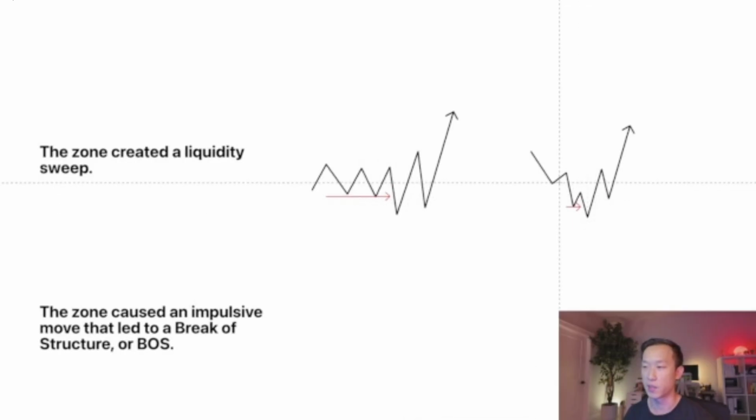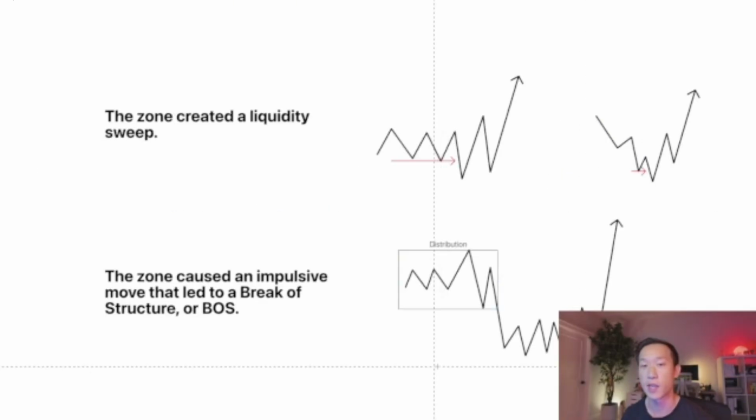Or it can look like something like this, where we're trading lower lows, lower highs, lower lows, lower highs, and then we trade a little bit lower, and then we reverse direction. So that's going to be a manipulation of the previous lower low. So the second thing is that the zone caused a move that led to a break of structure, or BOS.